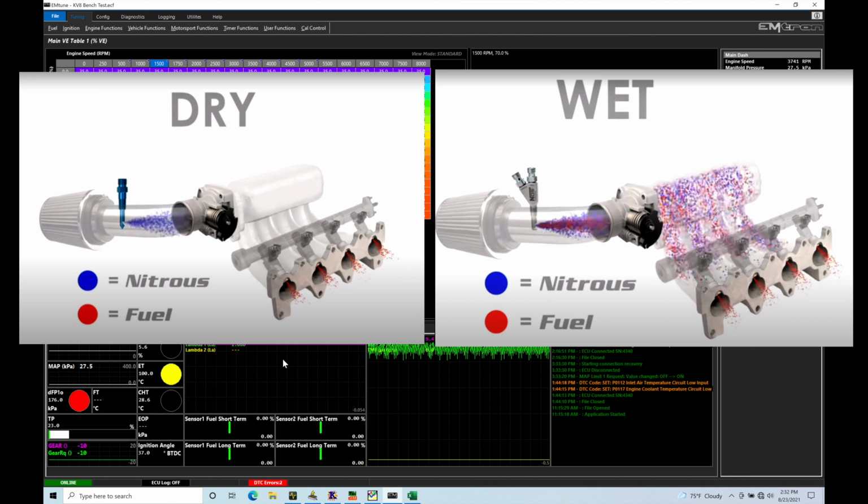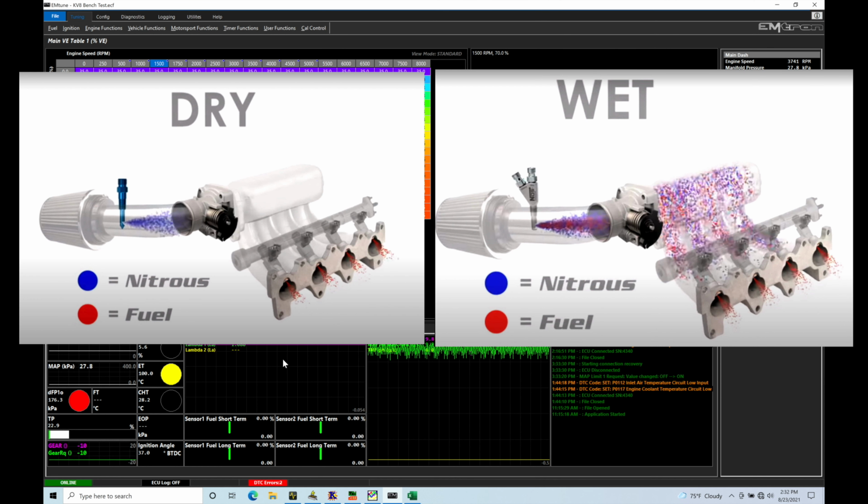So we need to make sure that we have enough injector size, or enough flow rate from our injectors and from the fuel pump, to support the higher fuel flow rate demands when we're spraying nitrous with a dry kit. That's one stipulation you definitely need to keep in mind. You might need to increase your injector size if you're going with the dry route.